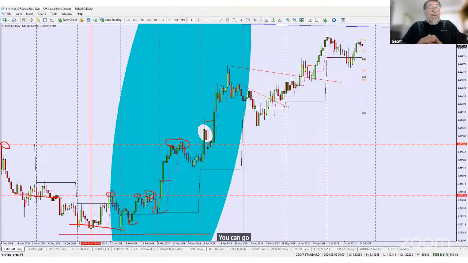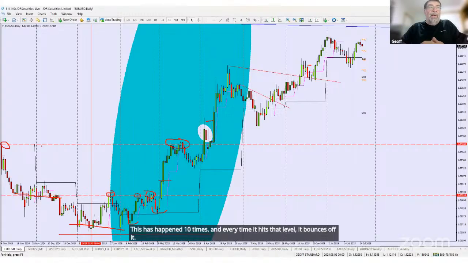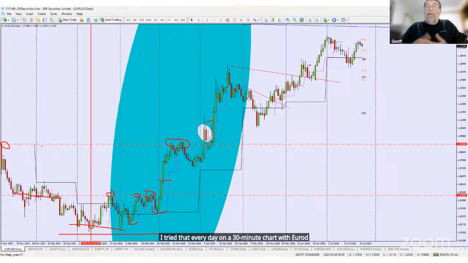You can go back in a chart and say, well, okay, over the last 30 days, this has happened 10 times, and every time it hits that level, it bounces off it. I trade that every day on a 30-minute chart with euro dollar, and I'll share that with you in just a tick.